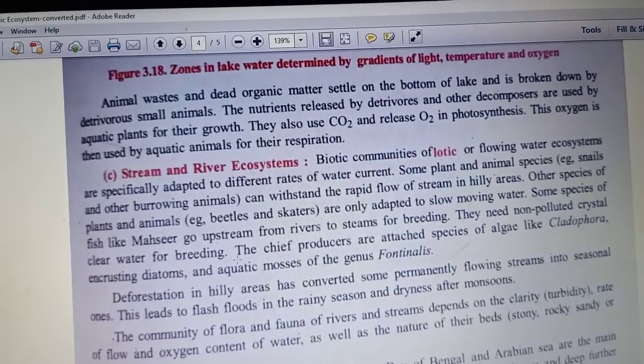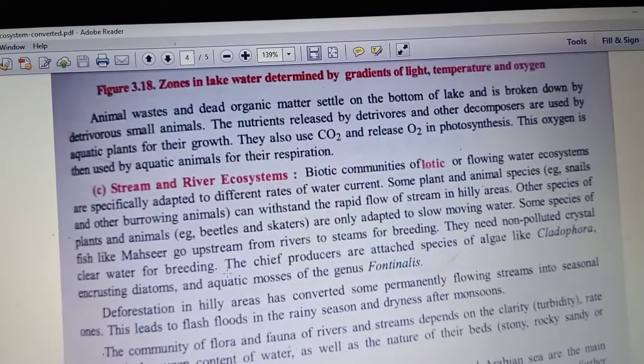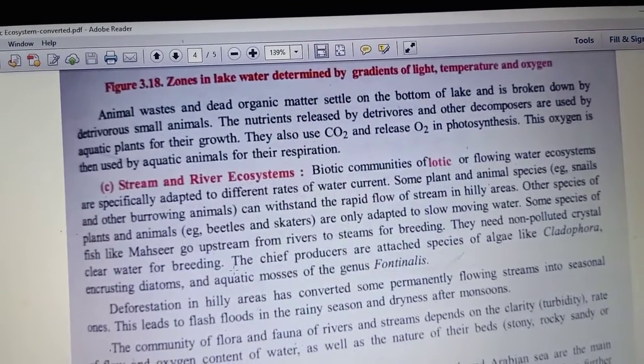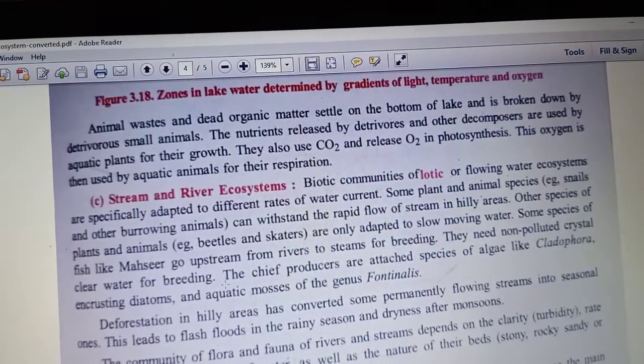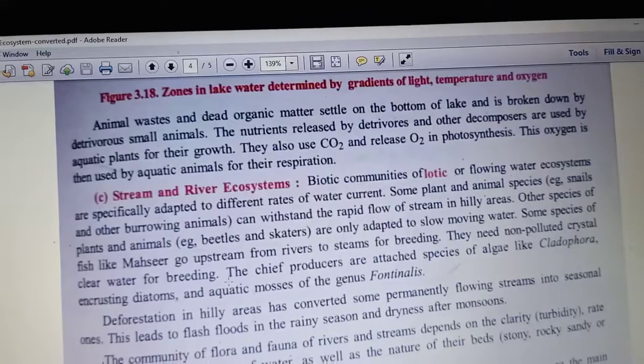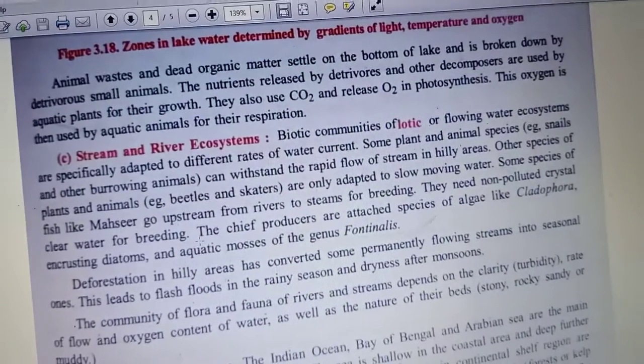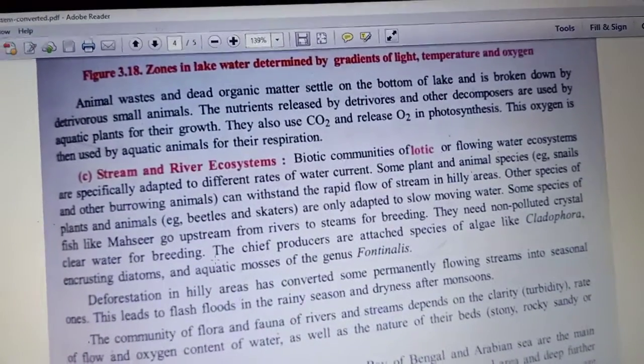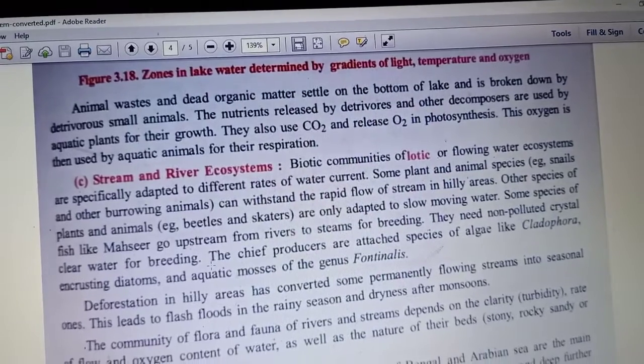So you can see that they are going for breeding. The chief producers are attached species of algae like different kinds of diatoms and aquatic mosses, such as Fontinalis. So you can find different kinds of species in streams also.